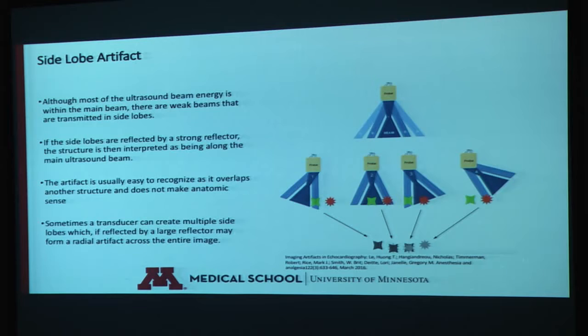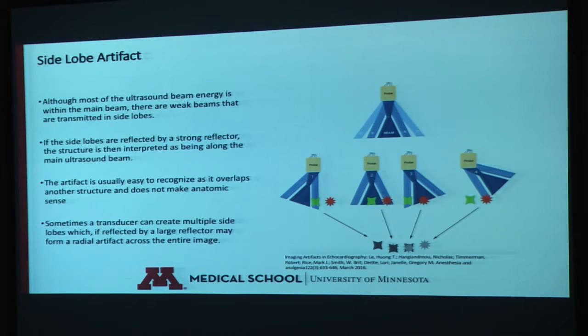So sidelobe artifact is another kind of artifact that we have. Do you have the pointer? Sorry. And this one might be a little confusing, but what happens is that the ultrasound assumes that all the energy goes through the main ultrasound beam. But there are usually some side beams that are weaker, but when those side beams encounter a very strong reflector, they're able to be reflected back and actually detected by the transducer as coming from a structure.